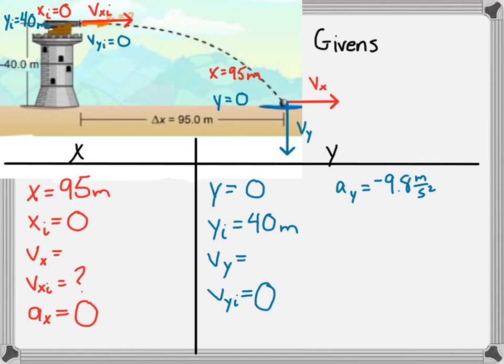Now, to talk about time. Time is shared between both directions, so what I like to do in my little organizer here is create a little space down here where time can be shared between the two of them. So let's shorten that line a little bit, and then put a t equals. I'm not given the time of flight of the projectile. I'm not given the time that it takes to hit the ground, so I have to leave that blank.